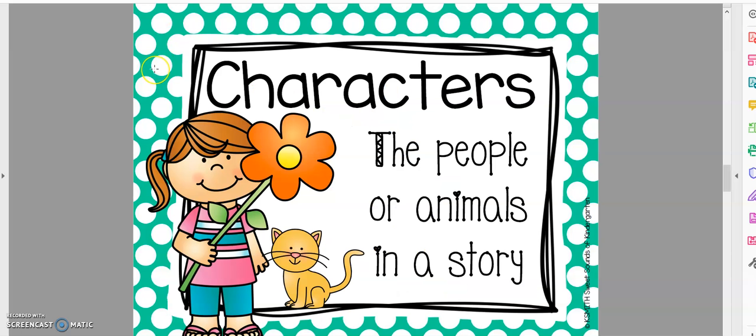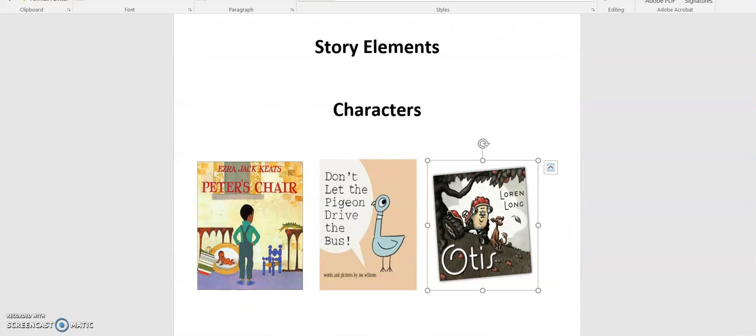All right, our first one is going to be characters. So characters are the people, the animals, or even the things in a story. Let's take a look at some of our favorite storybook characters. So here we have Peter from Peter's Chair, who's also in A Letter to Amy and A Snowy Day. So he's a person or a character in the story.